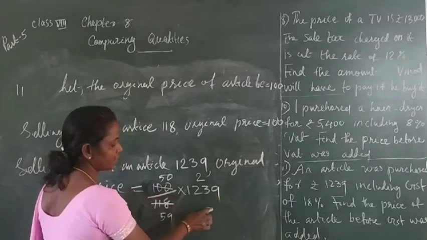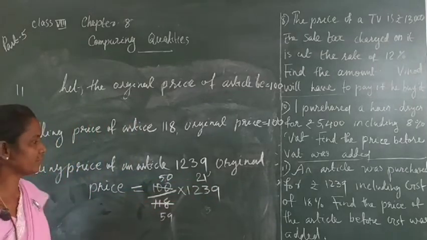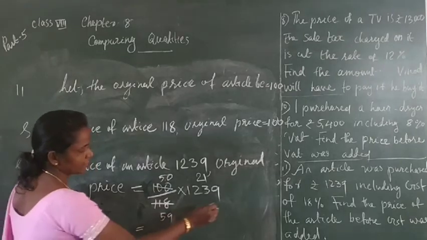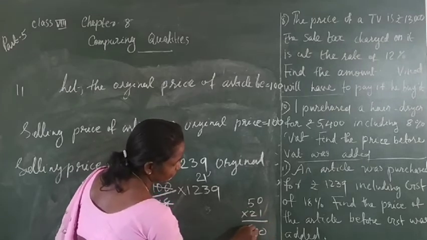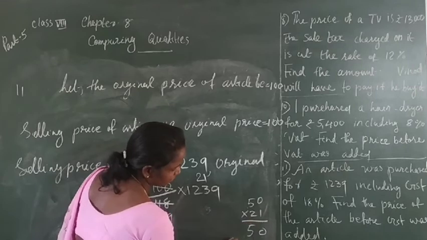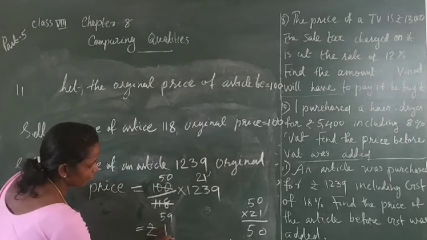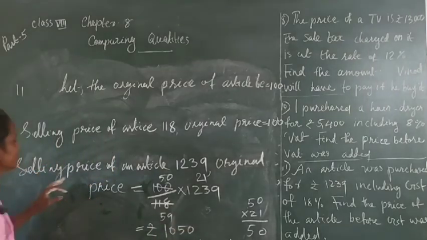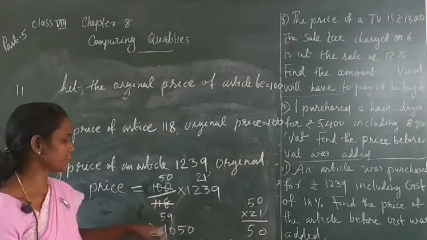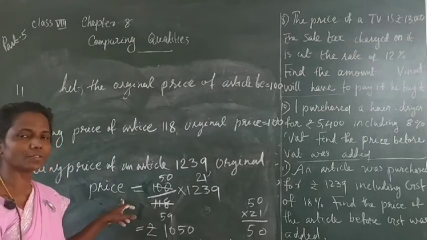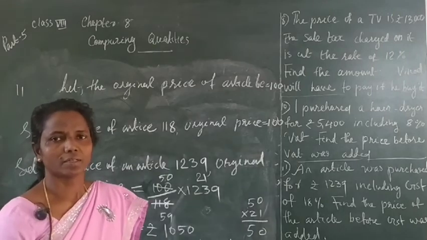Then 5 and 9, 59. In 59, how many times? 1. So 50 into 21 is equal to, look, 50 into 21 is 1050. So selling price of an article is 1239. So what is its original price? Original price without tax means 1050 rupees. Then okay, thank you.